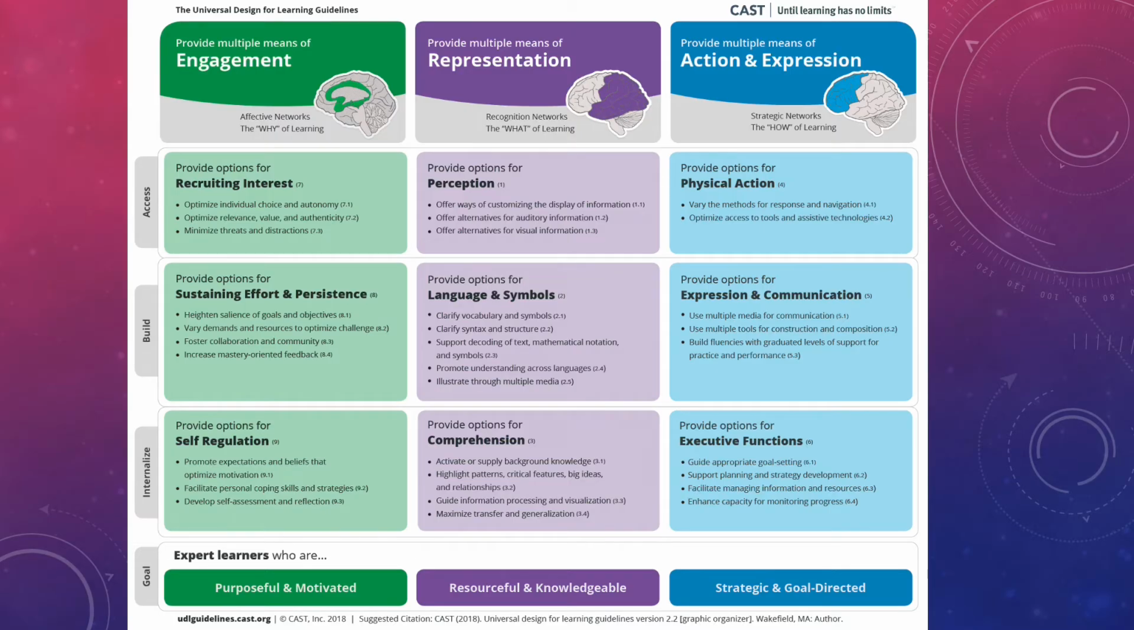The UDL guidelines were created by CAST and are based on neuroscience research, tapping into 3 networks in the brain for learning: affective networks, recognition networks, and strategic networks. I will not be looking at each of these many guidelines, but instead give strategies for OER design, creation, and adaptation that are connected to some of the UDL guidelines, particularly regarding providing multiple means of representation and improving access. So let's get started.